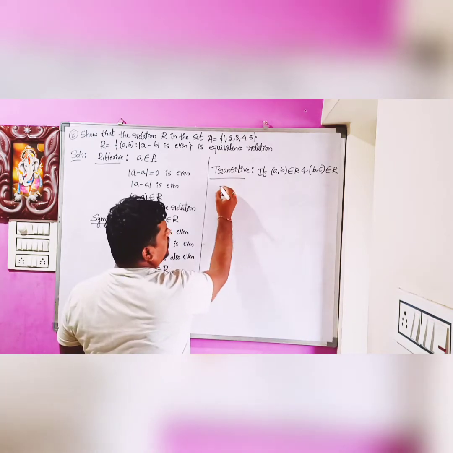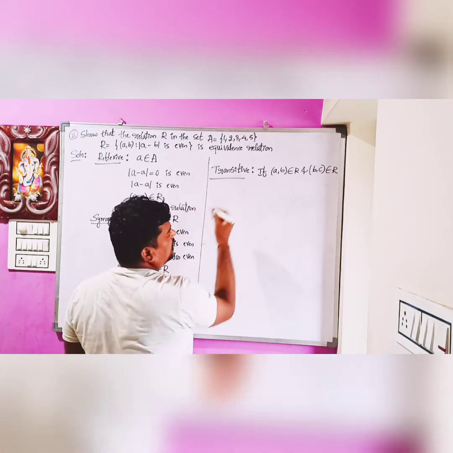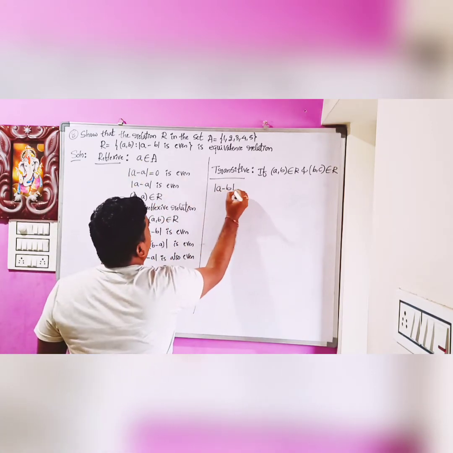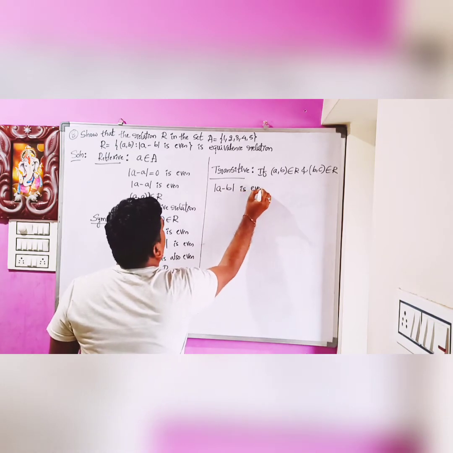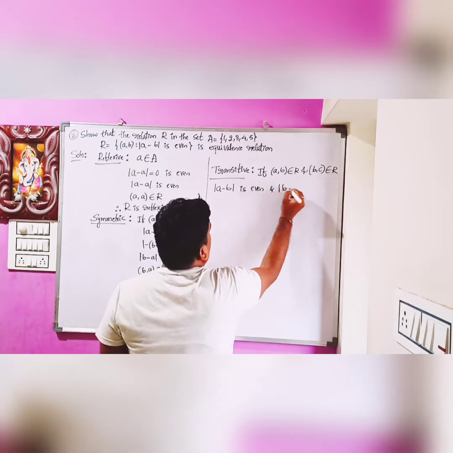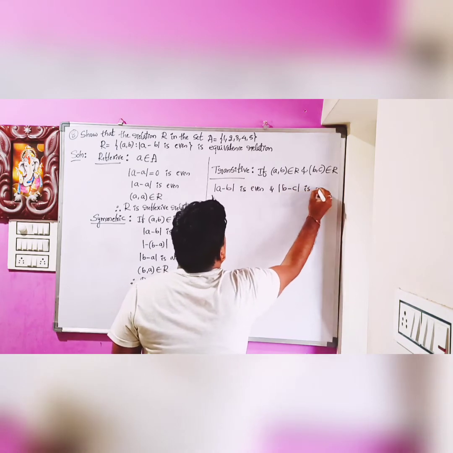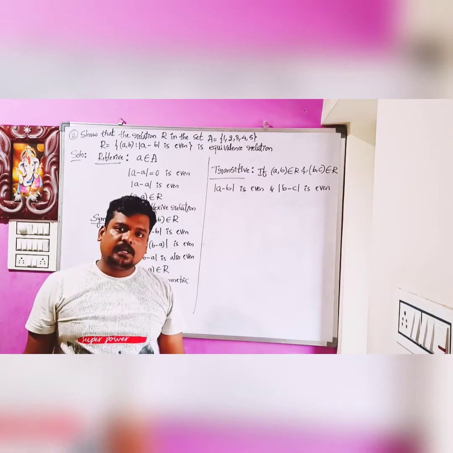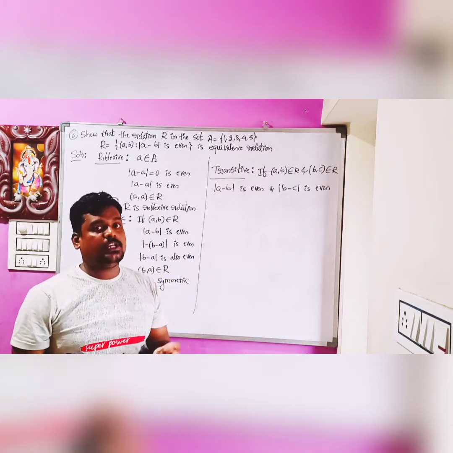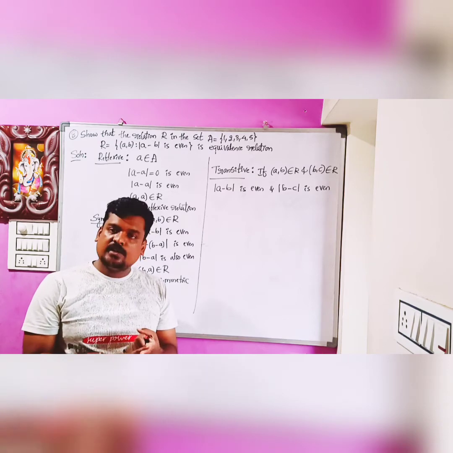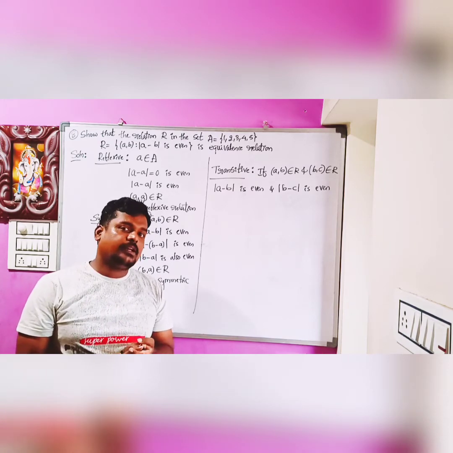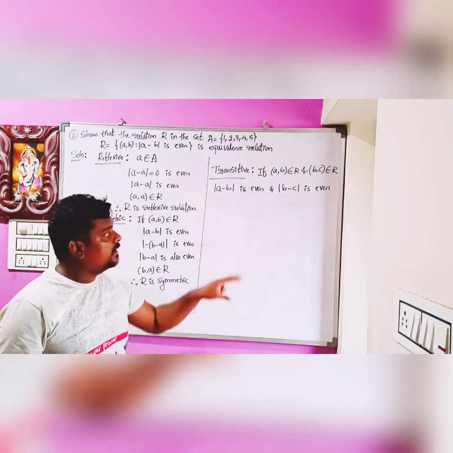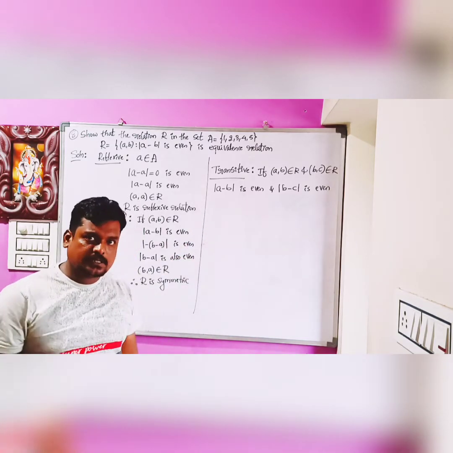Yes, if A comma B belongs to R, what is the definition? Mod A minus B is even and mod B minus C is even according to the given relation. Addition of any two even numbers is even. If I consider the two even numbers as 4 and 8, what is the addition of 4 and 8? 12. 12 is also even. This is just an example. Addition of any two even numbers is even.